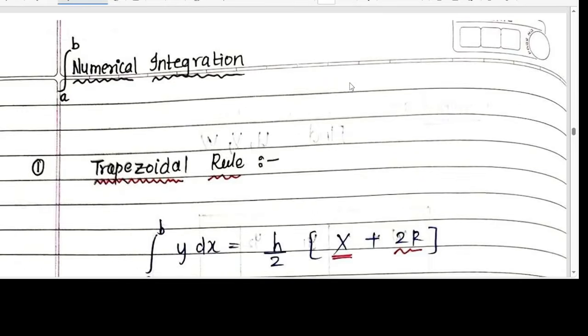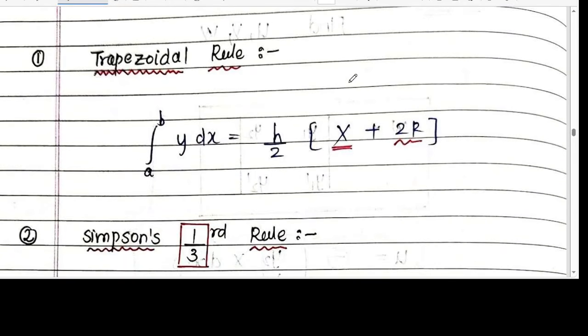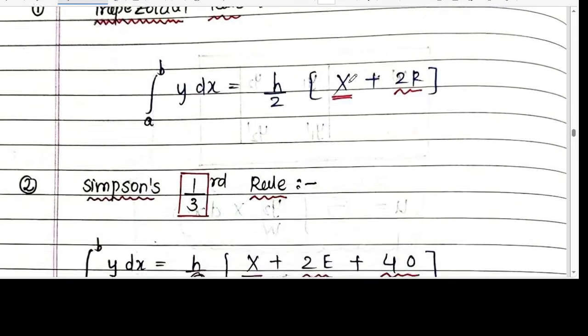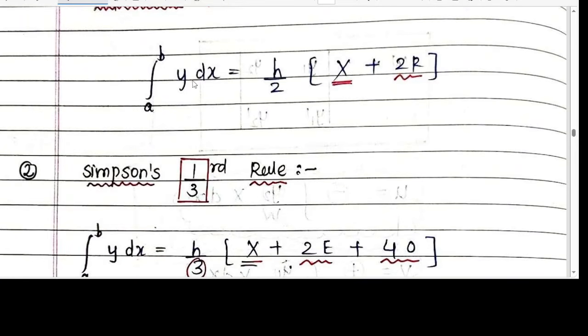Let us quickly revise numerical integration. In numerical integration, there are three rules. First is the trapezoidal rule. Integral from a to b, y into dx. This y is a function of x, right? Integral a to b, y into dx is equal to h by 2 into X plus 2R. Remember, what is meant by X here? Extreme ordinates, that is y0 plus yn, right? yn is the extreme ordinate. 2 times the remaining, y1 plus y2 and so on till yn minus 1.